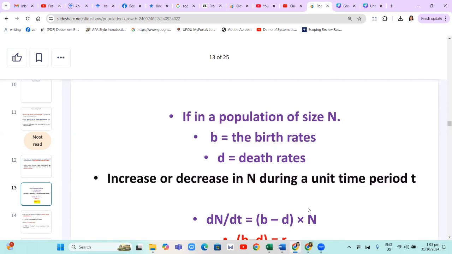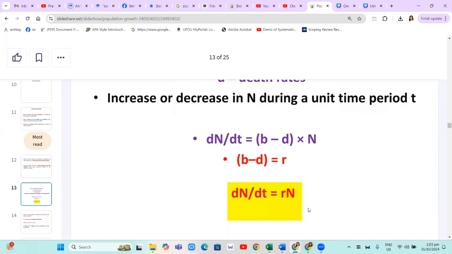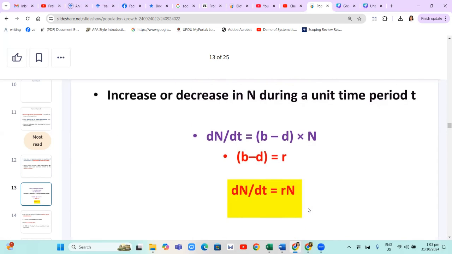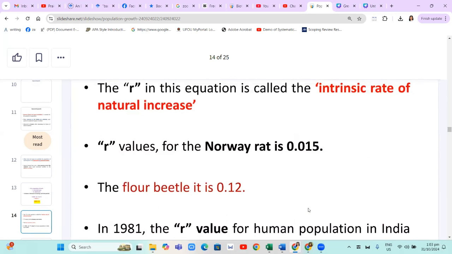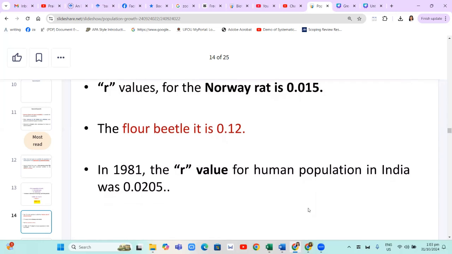If in a population of size N, B equals birth rate and D equals death rate, then the increase or decrease in N during a unit time period t is given by this formula. The r in this equation is called the intrinsic rate of natural increase. The r values for the Norway rat, for example, is 0.015 and for the flour beetle is 0.12. In 1981, the r value for the human population in India, for example, was 0.0205.